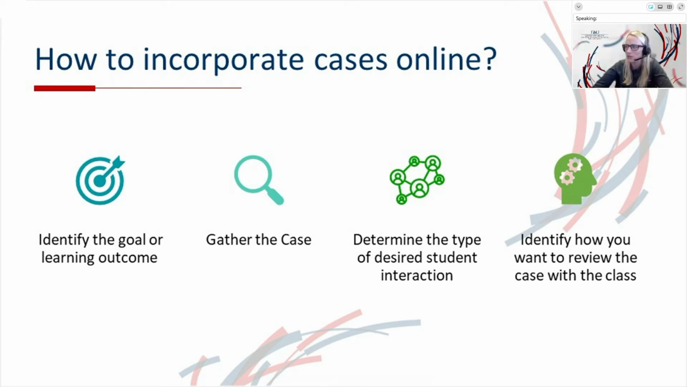And then identify how you want to review the case with the class. Do you want to give them the right answer if there is one? Do you want them to have that continued thought process of what was that decision? How would I actually do that in the real world? And how do you want the students to come out of that case? So we'll go through each of these right now.